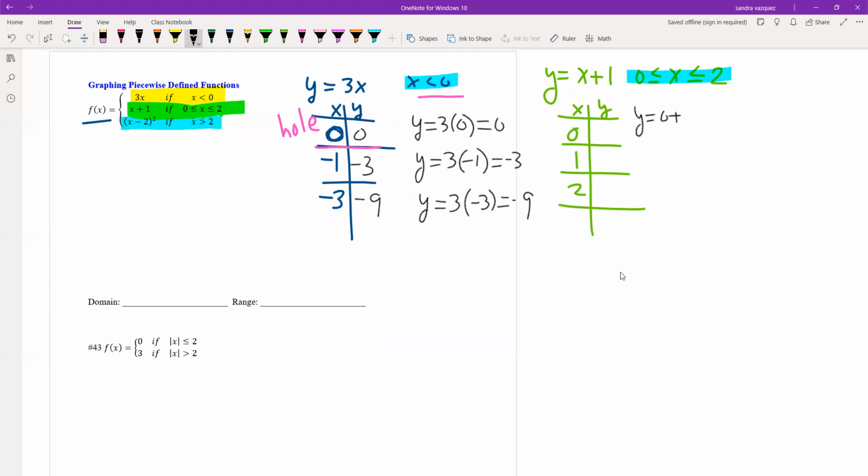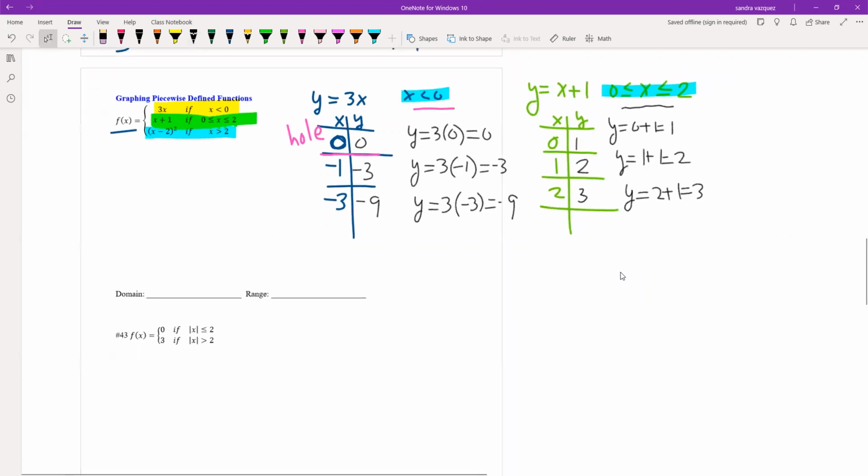So this is 0 plus 1, this is equal to 1. Plug in the 1, 1 plus 1, that's equal to 2. Plug in the 2, I get 2 plus 1, it's equal to 3. Okay, both of them are equal to. Okay, right here we have the inequality, and the inequalities are equal to, so there's no holes right there. Let's go ahead and do the last part.